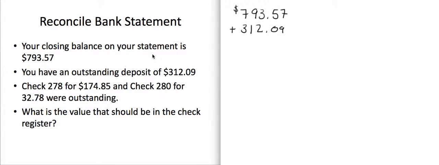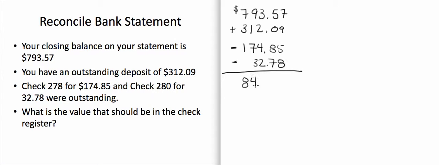Check 278, it's not a value of 278, that's just the number of the check, for $174.85, and check 280 for $32.78 were also outstanding. So we're going to subtract $174.85 and subtract $32.78. These two checks we wrote just did not get in the statement. So we start with this value, add in here, subtract there. When we do that, we get a value of $844.03.